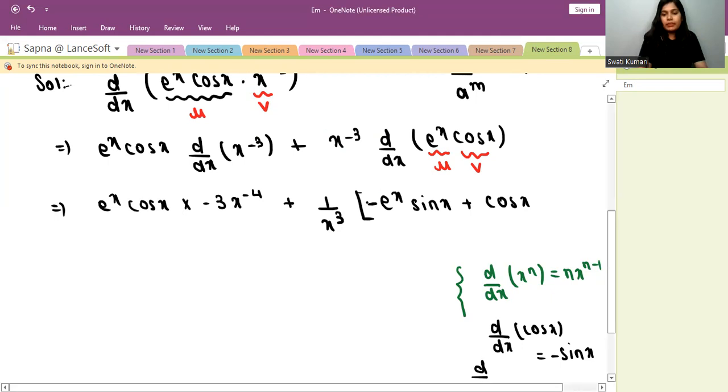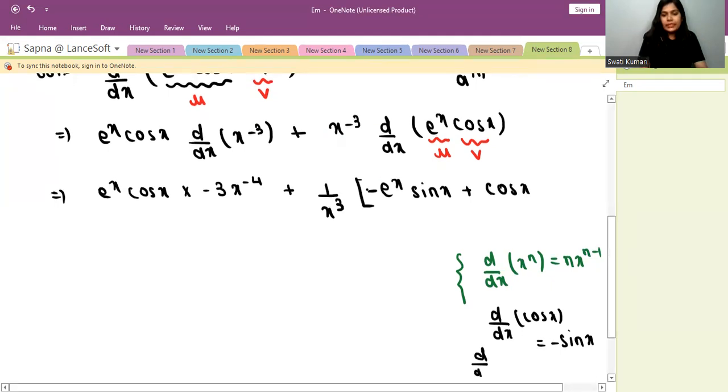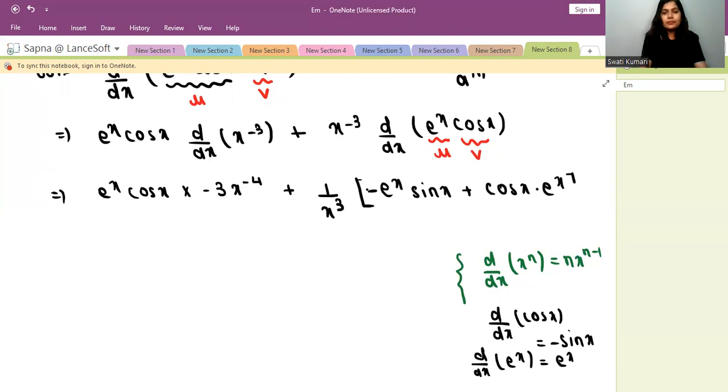So yes, the derivative of e raised to x, the exponential function, is the exponential function only. So that means this will become e raised to x. And then we can close the bracket. And now we are almost done, right? We are just simplifying our final answer. And yes, we can write this expression in a more simplified form.